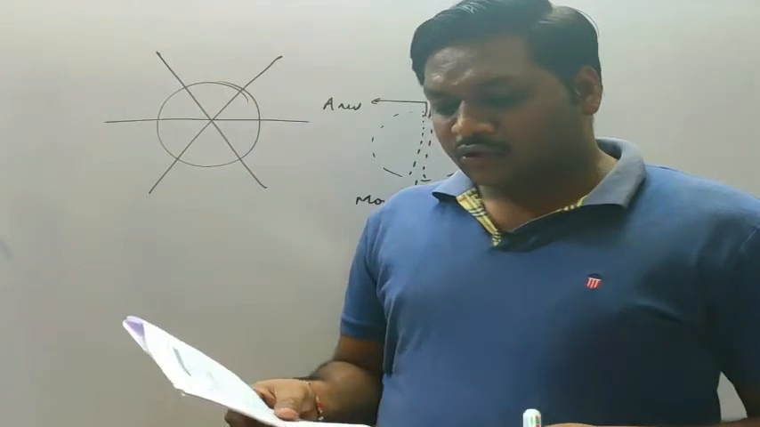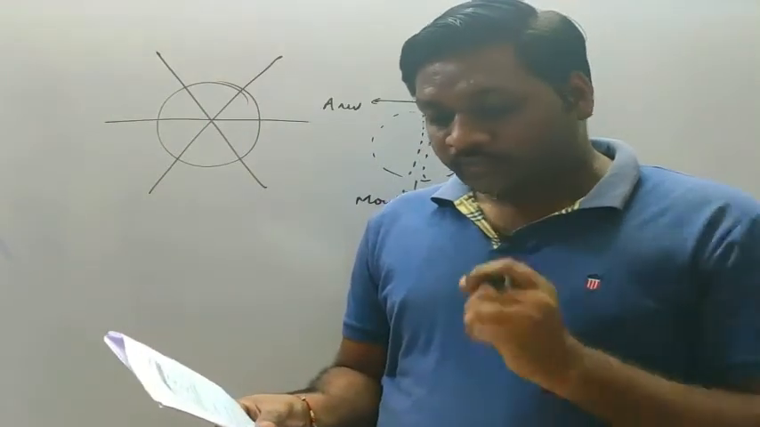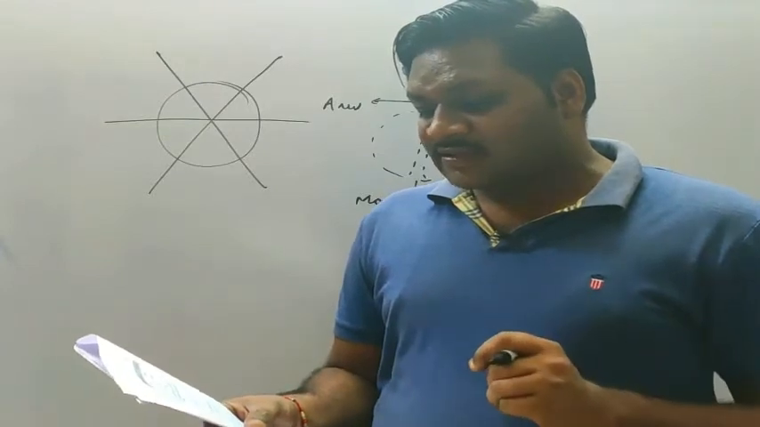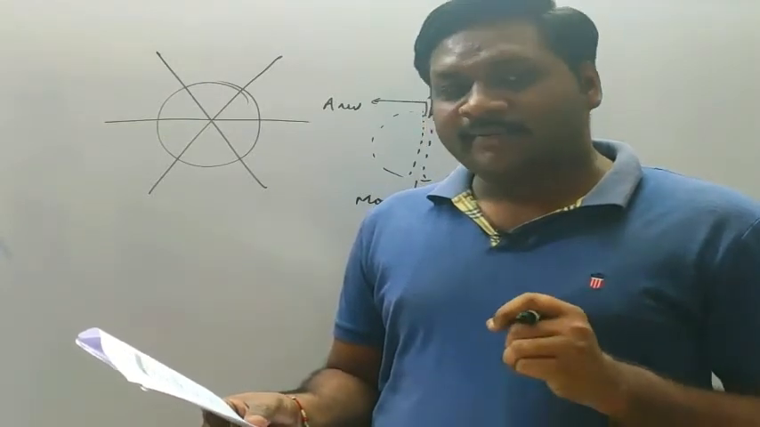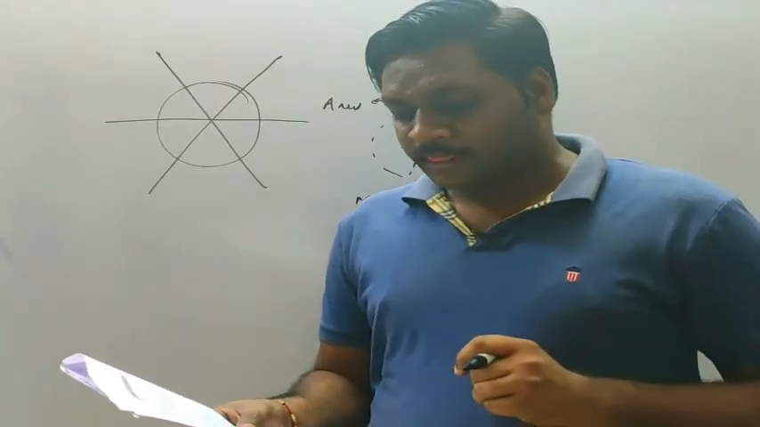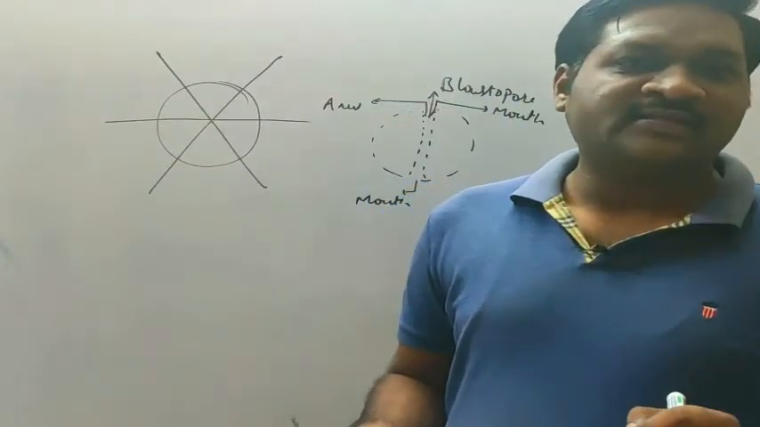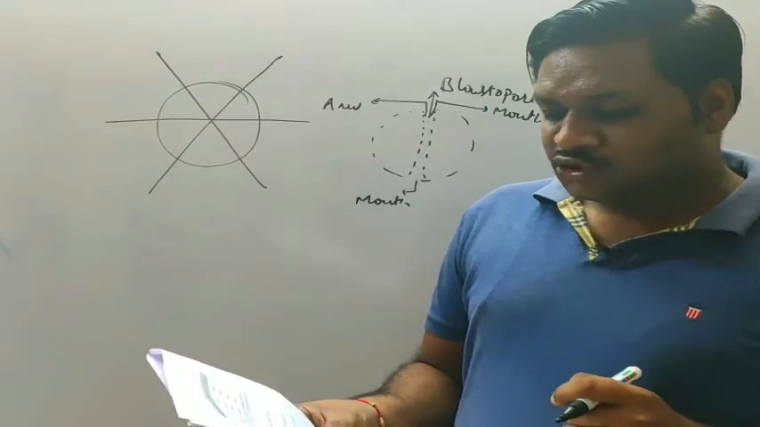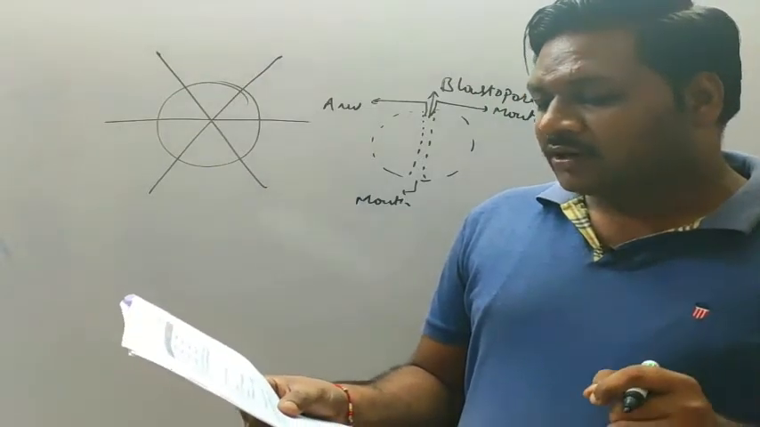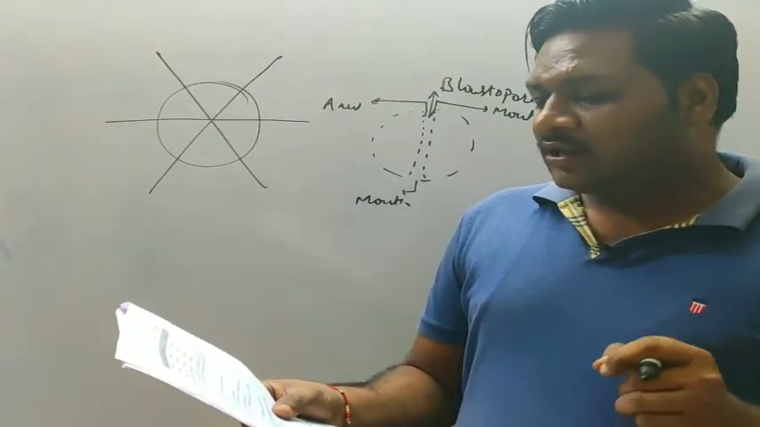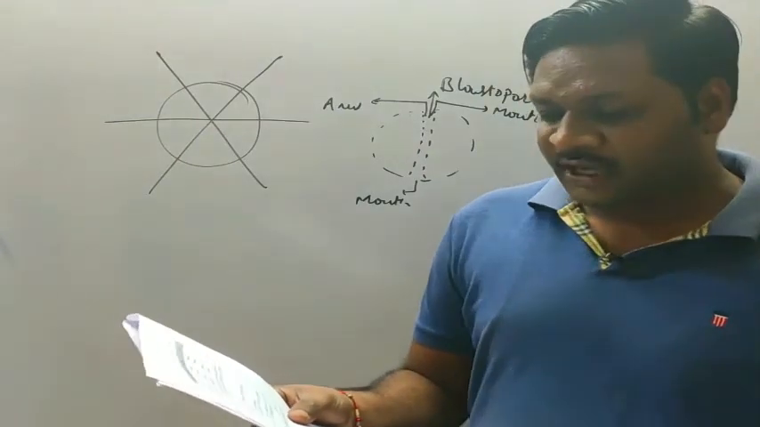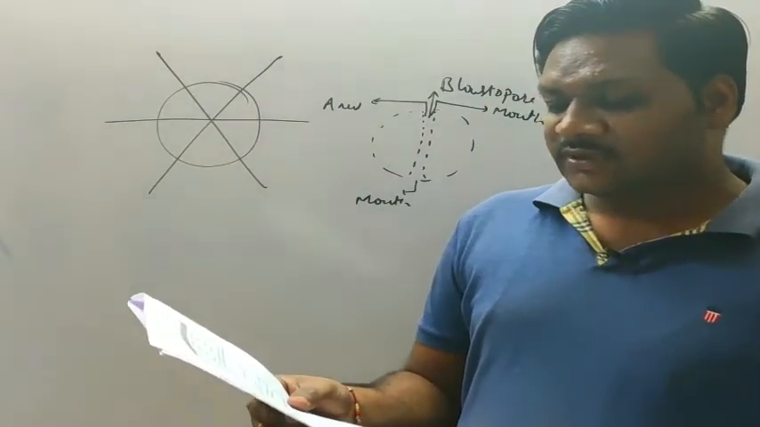Then next, question number 104. Sycon belongs to a group of animals which are best described as. As we have discussed, Sycon is a type of sponge, a poriferan. It is multicellular with a cellular level of organization without any tissue organization. So this will be the correct answer.